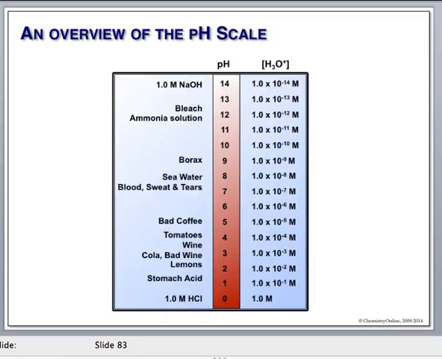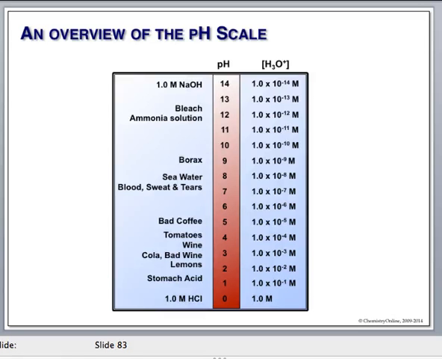Going on the acid side, here we have bad coffee at about 5. Tomatoes, about 4. Cheap wine is about 3. Stomach acid is 1. Isn't it amazing you don't dissolve yourself? Stomach acid is 0.1 molar hydrochloric acid. Astounding. And if we had 1 molar HCl, our pH would be 0.